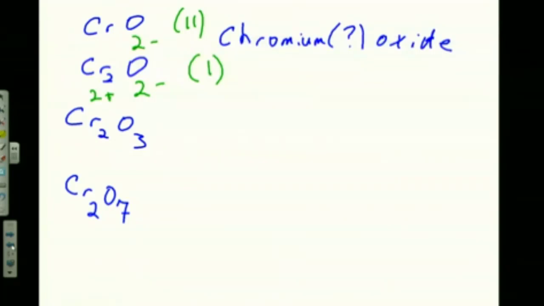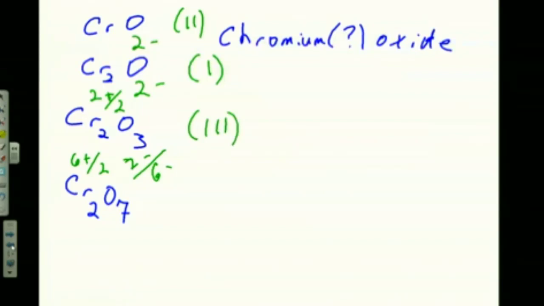How'd I get 1? It's only because oxygen is... Do you divide? Divide. Yes. Watch. Let's do this one. Each oxygen is 2 minus, right? So it gives me 6 negative charges. That means I have to have 6 positive charges, right? So 6 divided by 2 means that each one of these must be chromium 3.